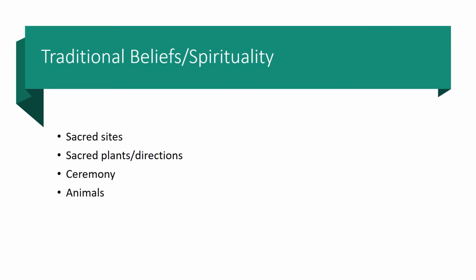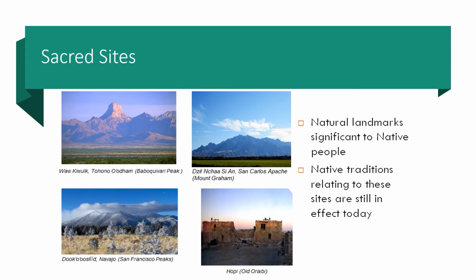The traditional beliefs and spirituality can vary from tribe to tribe. Often they involve sacred sites, plants and directions, special ceremonies, and important animals. Reservations are not necessarily the spots where sacred sites and traditional beliefs reside. The reservations were sites determined by the federal government for the tribal nation to live.